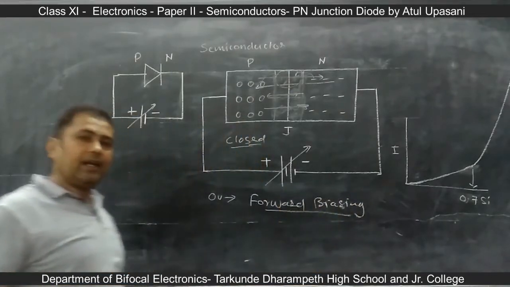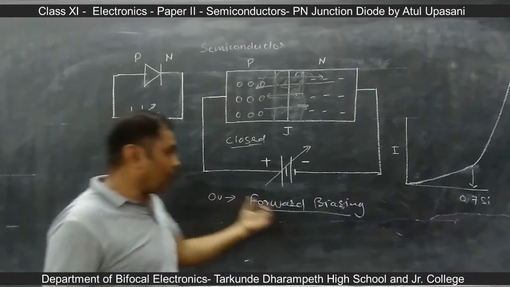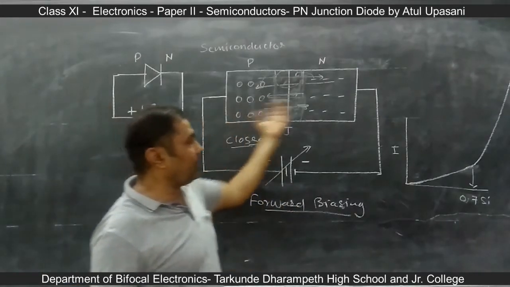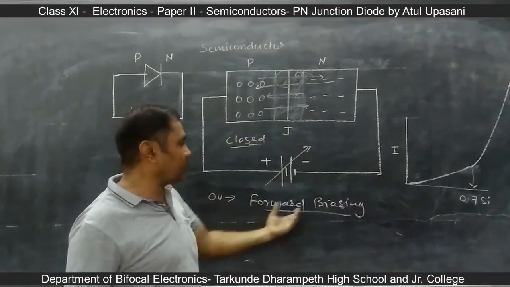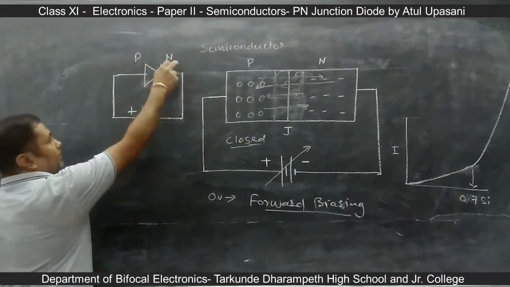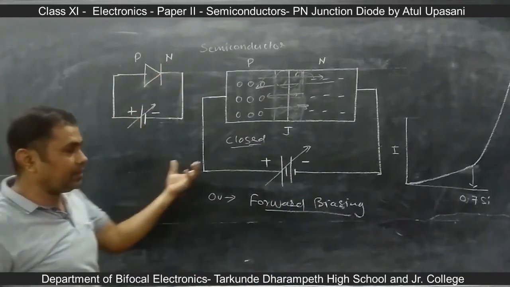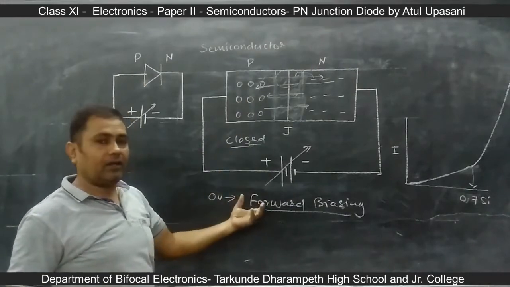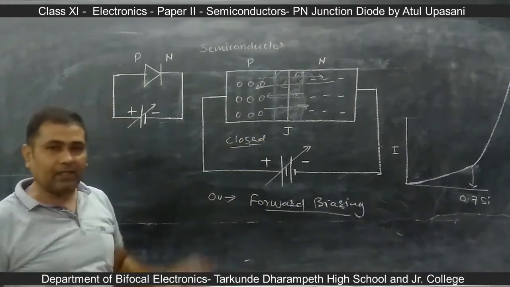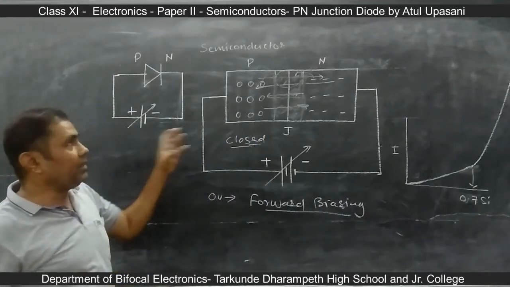Okay, so we can say that this PN junction diode is now forward biased, and when it is forward biased, there is a conduction of current through the device. So this is called forward biasing. Here you can also see positive to P type, negative to N type, and this is also forward biasing. When forward biasing is there, the device will conduct and it will act as a closed switch. So this is one type of biasing condition for the PN junction diode.